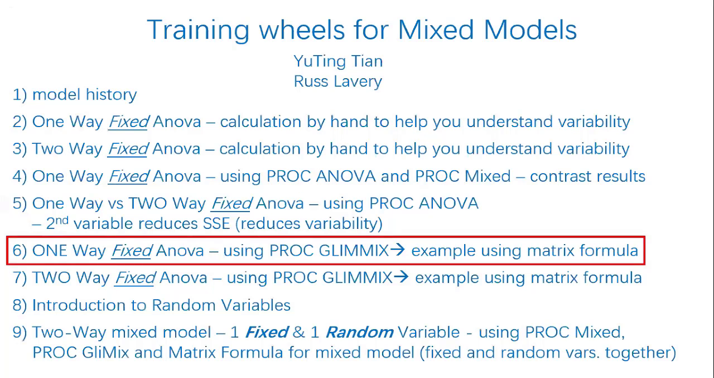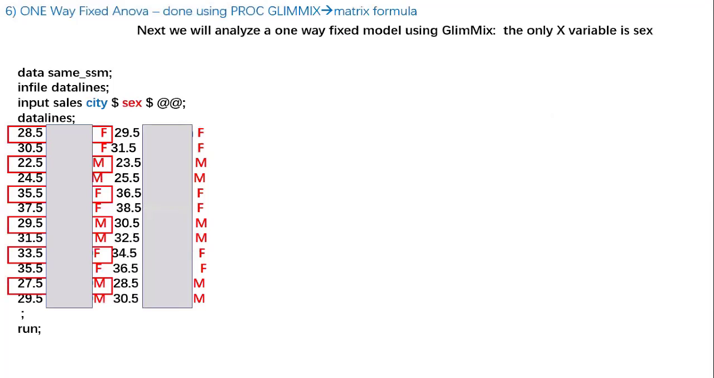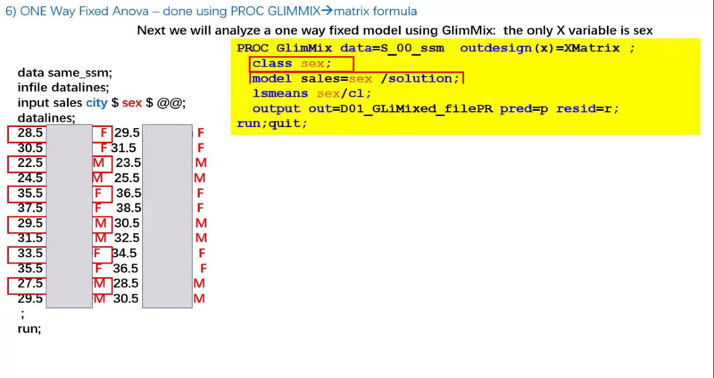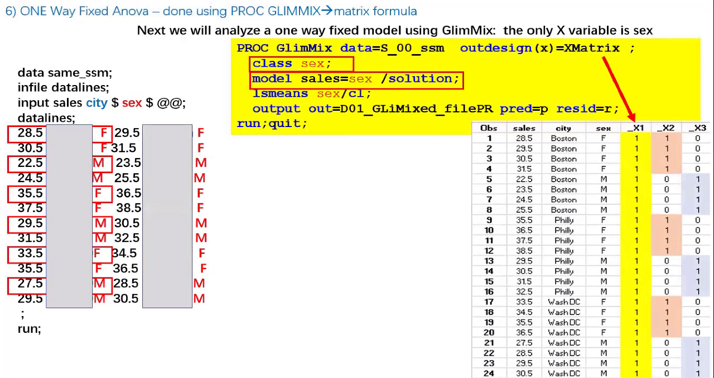When we fix ANOVA, I use proc IML and I show you the matrix formula. Next, we will analyze a one-way fixed model using proc mixed. The only X variable is sex. So this is proc mixed. We can see this is the X matrix. This is our matrix formula.